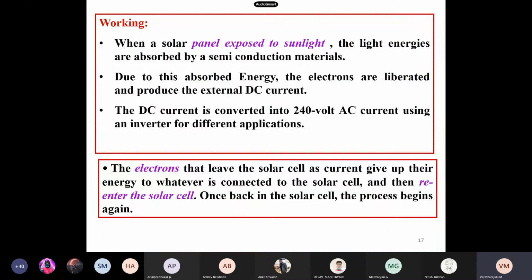And when the solar panel is exposed to sunlight, the light energy, very importantly, we are not discussing the heat energy, the light energy is absorbed by the semiconducting material, and due to this absorbed energy, the electrons are liberated and produce the external DC current. The DC current is converted into AC, and we utilize it with various home appliances. The electrons that leave the solar cell give up their energy to whatever is connected to the solar cell, and then re-enter the solar cell. Once back in the solar cell, the process begins again.